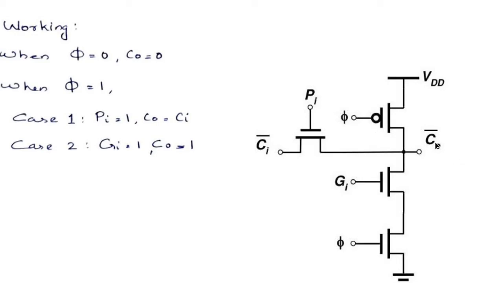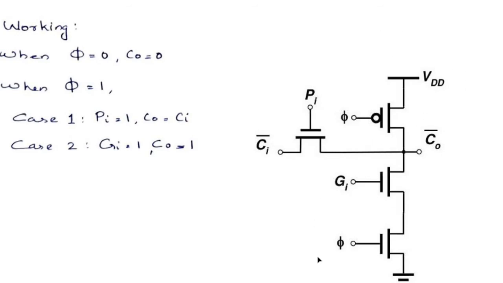So C0 bar will be equal to 0. Whenever it's in pre-charge mode, C0 bar will be equal to 0. Then we have the evaluate mode, that is when phi is equal to 1. So this part becomes equal to 0.